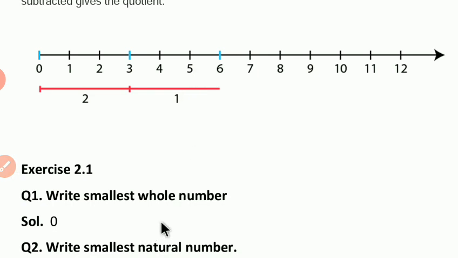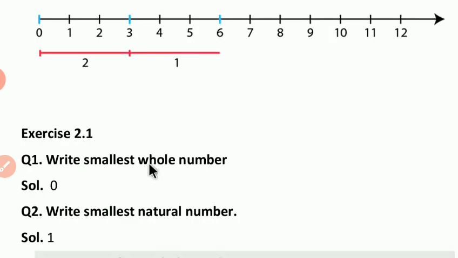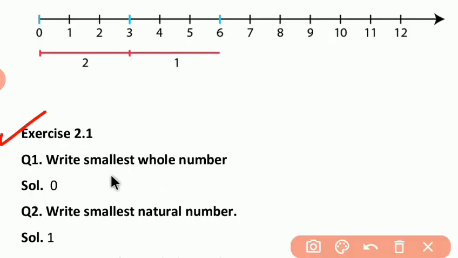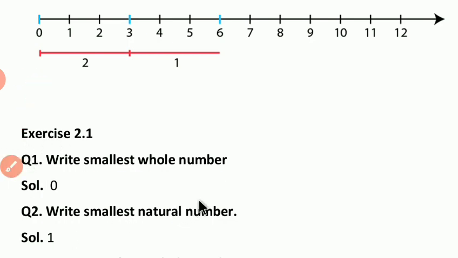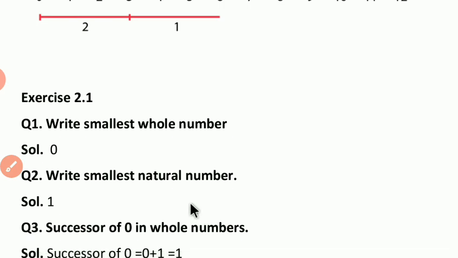Now let us see our exercise. We are going to start our exercise 2.1. So question number 1, write the smallest whole number. We know that whole numbers start from 0. So 0 is the smallest whole number. Second question, write the smallest natural number. We know that the natural numbers, or the counting numbers, start from 1.